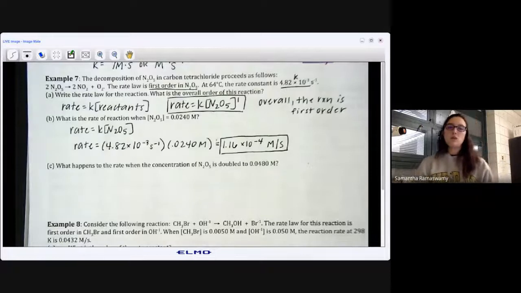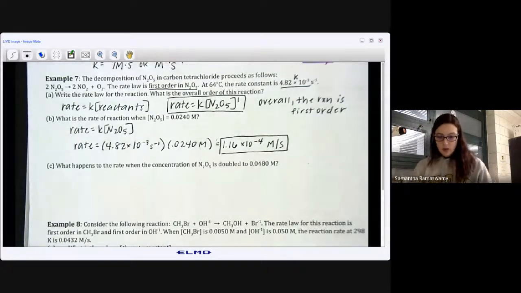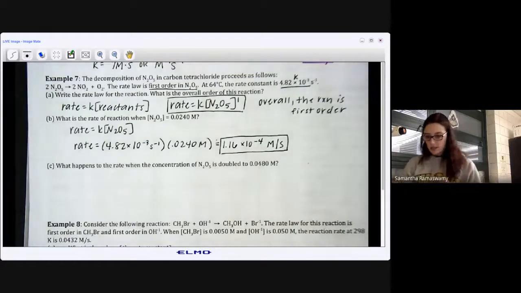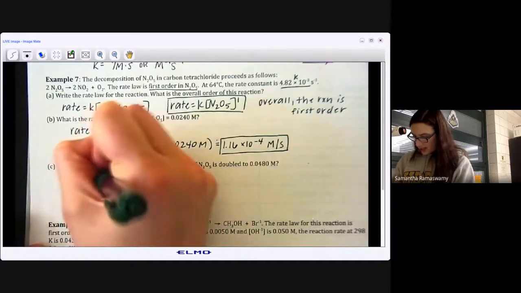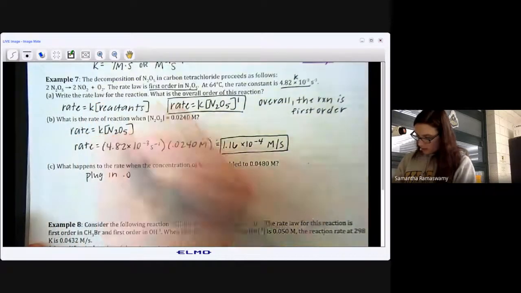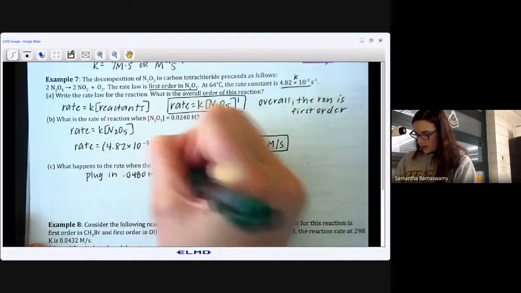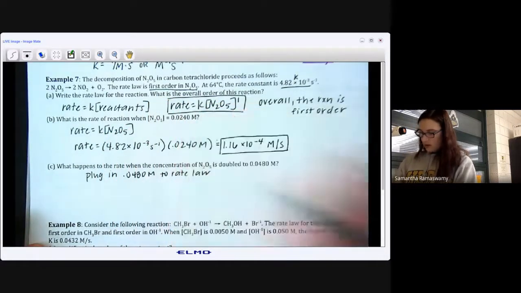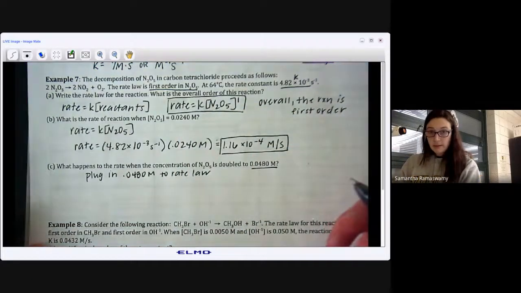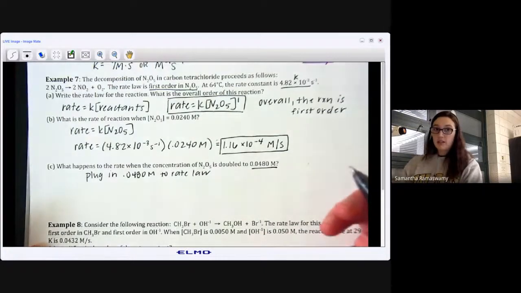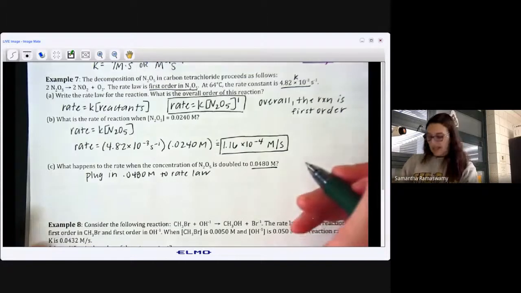Now, part C says, what happens to the rate when the concentration of N2O5 is doubled? So there's two ways that you could solve this. The first way is that you could plug 0.0480 molar into the rate law. Because remember, if all you're changing is the concentration, K does not change. The rate constant only changes if you change temperature or a catalyst.